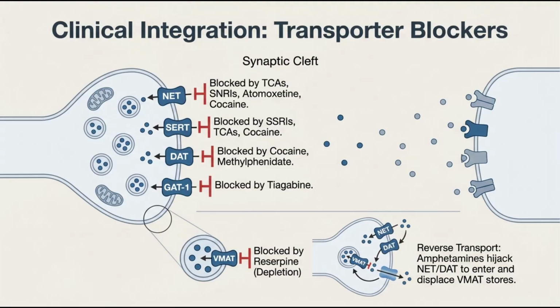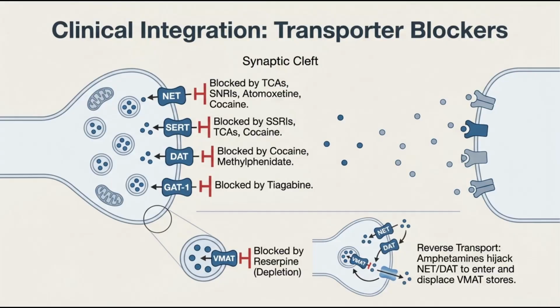And GAT-1, I see that listed. Tiagabine. It's another anti-epilepsy drug. It blocks GAT-1, the GABA reuptake transporter. So again, the logic holds. You block the reuptake of an inhibitory neurotransmitter, and you get more inhibition. More inhibition, fewer seizures. All right.